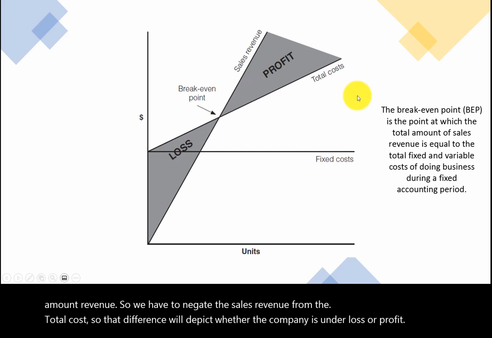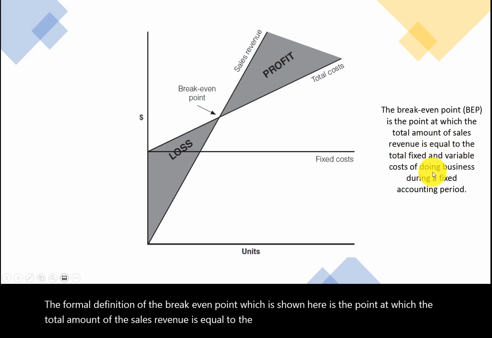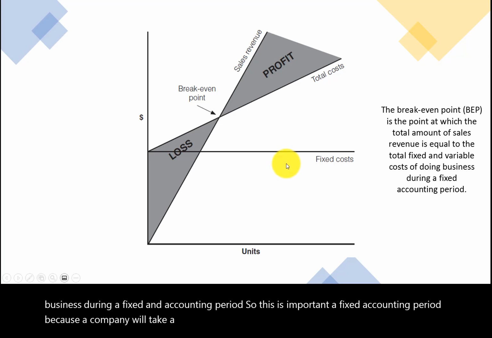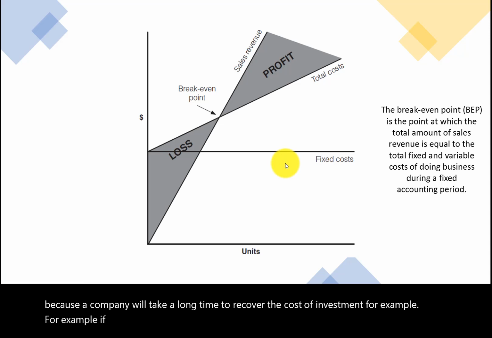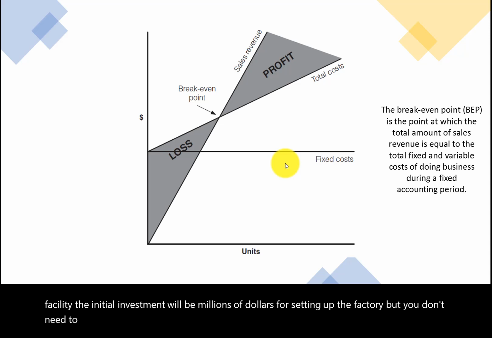The formal definition of the break-even point, which is shown here, is the point at which the total amount of the sales revenue is equal to the total fixed and variable cost of doing the business during a fixed accounting period. This is important, a fixed accounting period, because a company will take a long time to recover the cost of investment. For example, if you have a car manufacturing facility like Tesla or any other, the initial investment may be millions of dollars for setting up the factory, but you don't need to wait 10 or 20 years to recover that money to say the company is at profit.